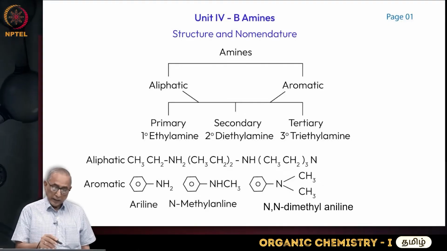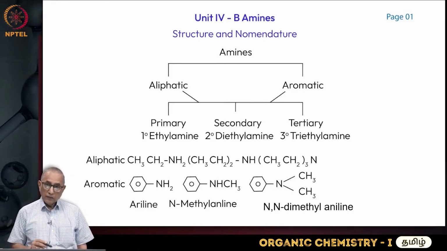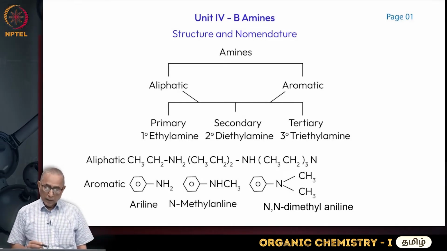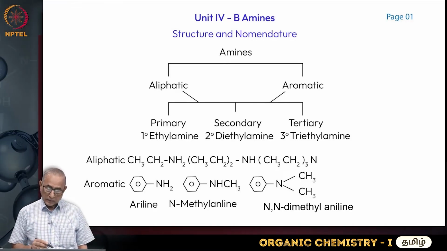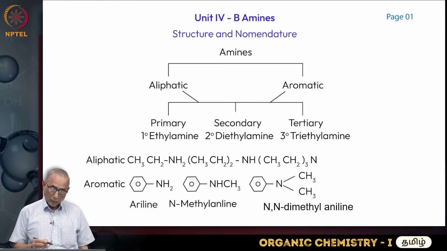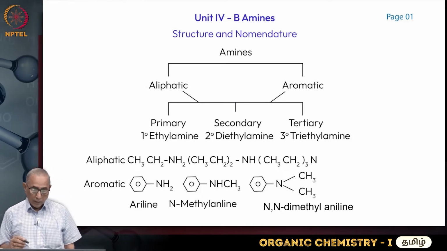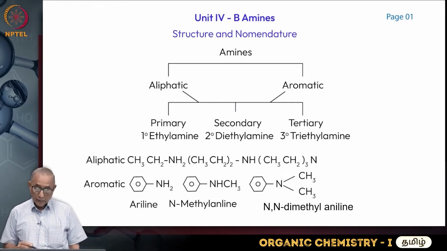You can have aliphatic amines or aromatic amines. Aliphatic amine, you can have primary amine. Primary amine is an NH2 group with only one alkyl group attached, a methyl group or ethyl group or propyl group. If one alkyl group and an amino group are attached, it is called primary amine.